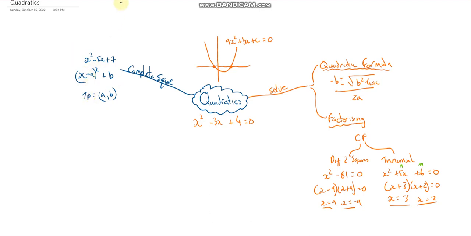We've also got the discriminant, so we've got our b squared minus 4ac. That's quite important. The b squared minus 4ac discriminant, which is part of the quadratic formula, you'll see, is all about how many roots we have.